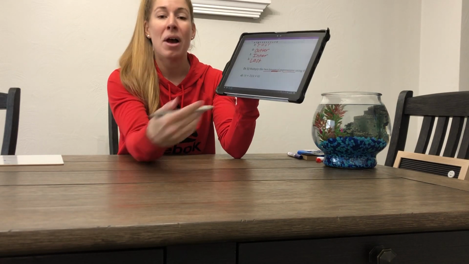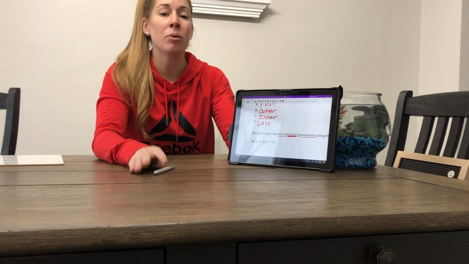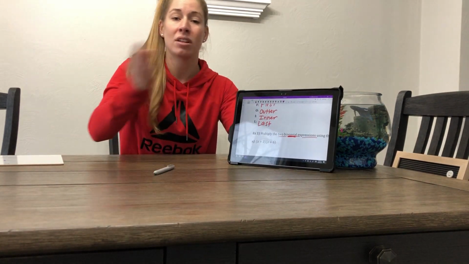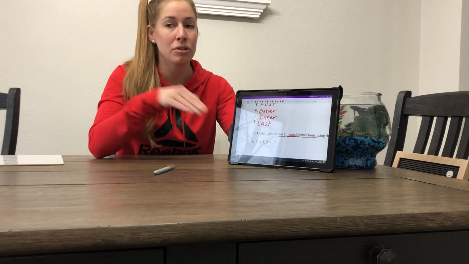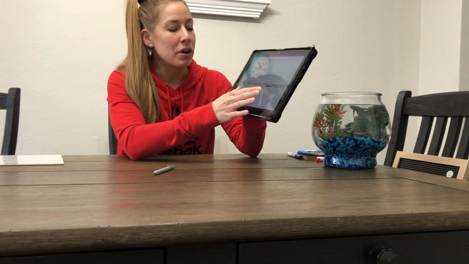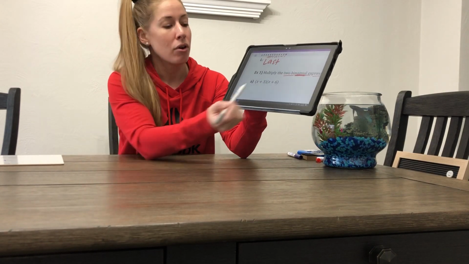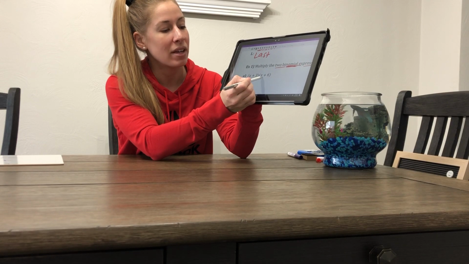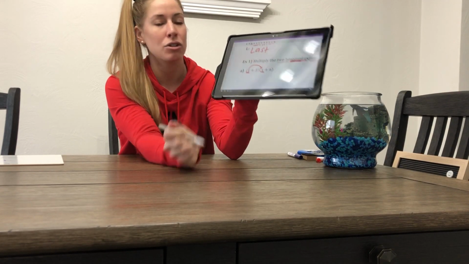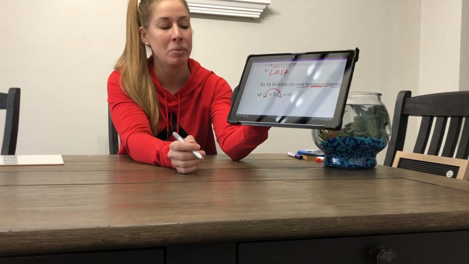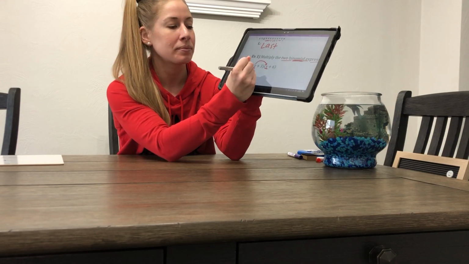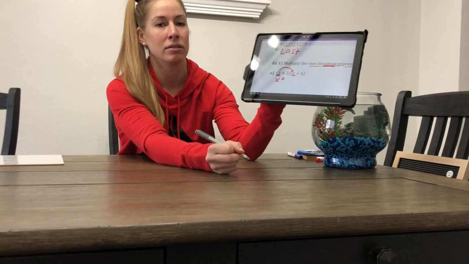FOIL is a method to help you multiply those. So really what I want you to understand is that FOIL is just another method for using the distributive property. Okay, so you're multiplying things together. It's kind of like distributing. So the first of FOIL refers to the first term of each binomial. So first times first. I like to draw little arrows to see what's being multiplied by what. And so x times x is x squared.